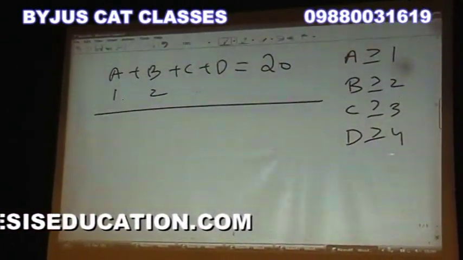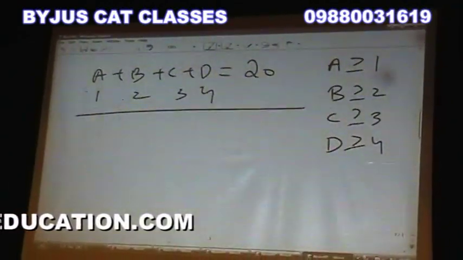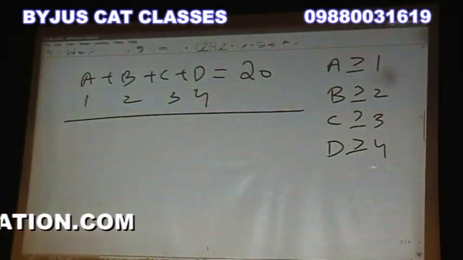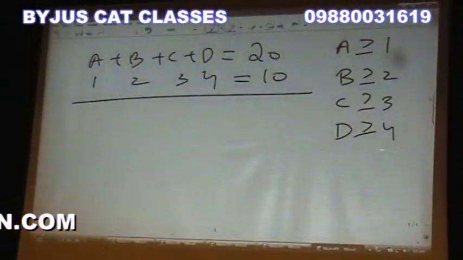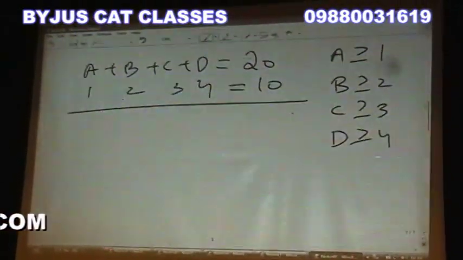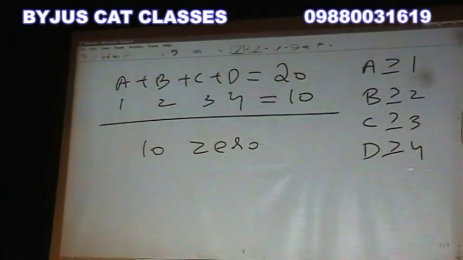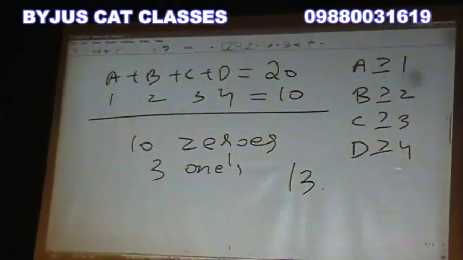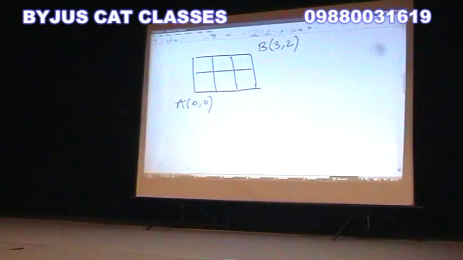It says it now. 1, 2, 3, 4, take out 1 and give it to A. 2 to B, 3 to C and 4 to D, right? 1 to A, 2 to B, 3 to C and 4 to D. That means 10 are taken out. It's only a matter of remaining how many zeros? 10 zeros. And how many ones? 10 zeros and 3 ones. So the answer is 13C3.